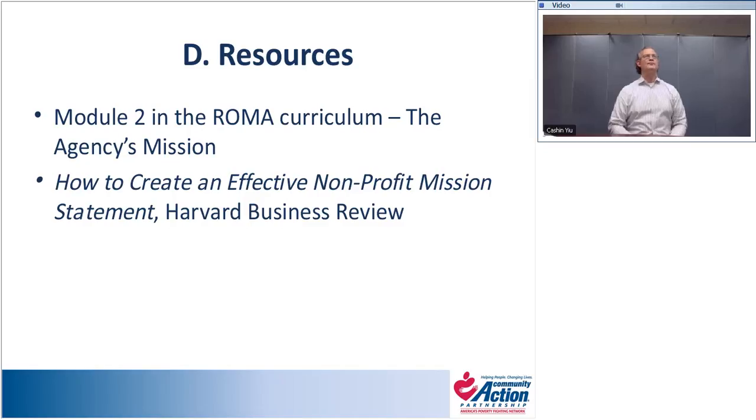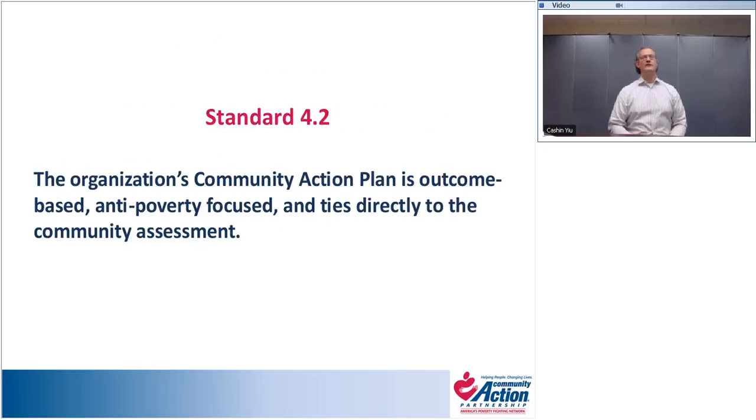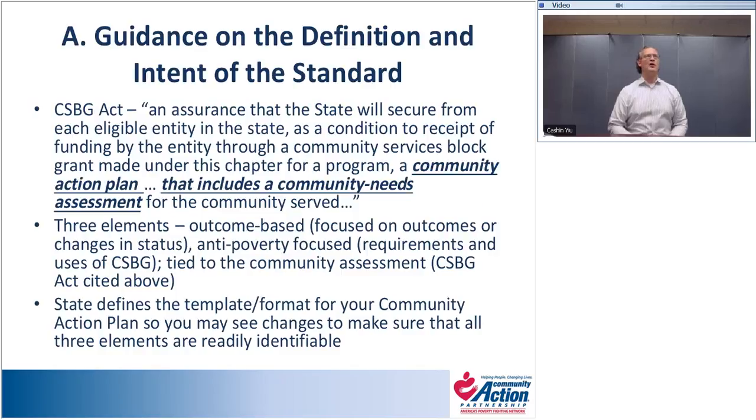Great, all right, that is all I see for now, but keep the questions coming and we'll move on into the next one. Great, so Standard 4.2, the organization's Community Action Plan is outcome-based, anti-poverty focused, and ties directly to the community assessment. So starting out with guidance on the definition and intent of the standard.